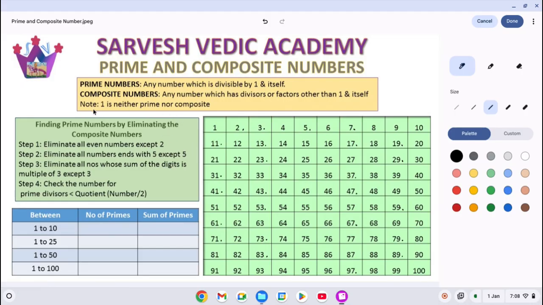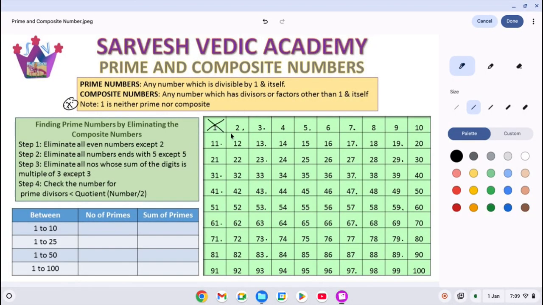It's a very important thing we have to notice. 1 is neither prime nor composite, because 1 does not belong to the prime number list or the composite number list. So when we collect prime numbers, we can eliminate this 1.